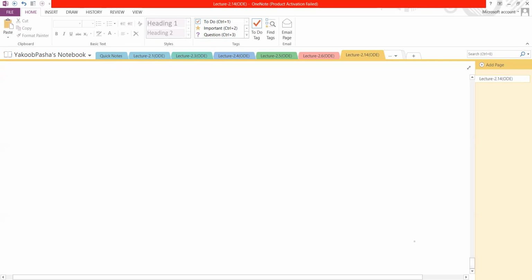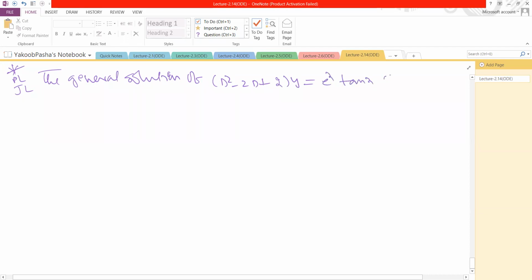Now I am taking another problem from Polytechnic lecturers, and also it is from DL. The general solution of (D square minus 2D plus 2) into y is equal to e power x into tan x.